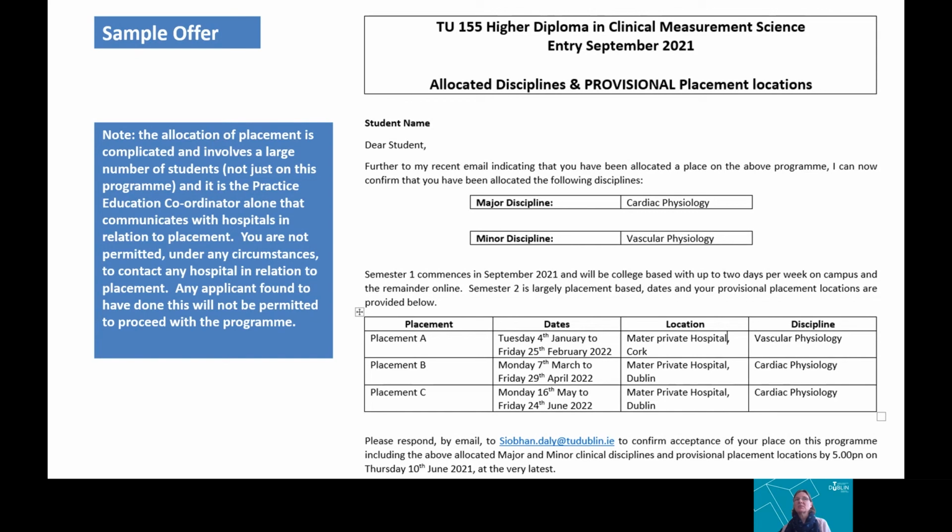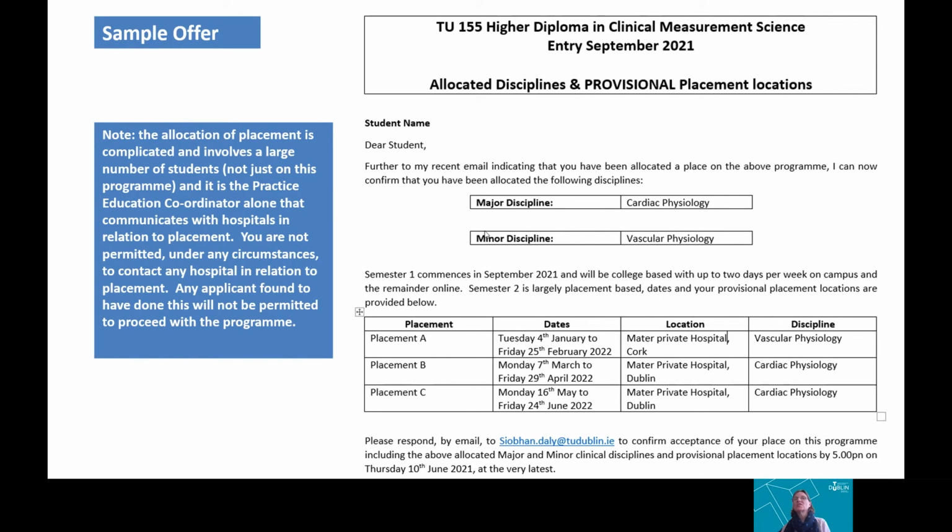And please hear this bit properly. You are not permitted under any circumstances to contact any hospital in relation to placement, and any applicant found to have done this will not be permitted to proceed with the programme. On occasion, we've had students approaching hospitals and saying, I'd like to come to you to do my vascular placement. The hospitals do not want you doing it, and we don't either, because it causes utter confusion. And we really are serious. Any applicant that's found to have done that will not be permitted to proceed with the programme.